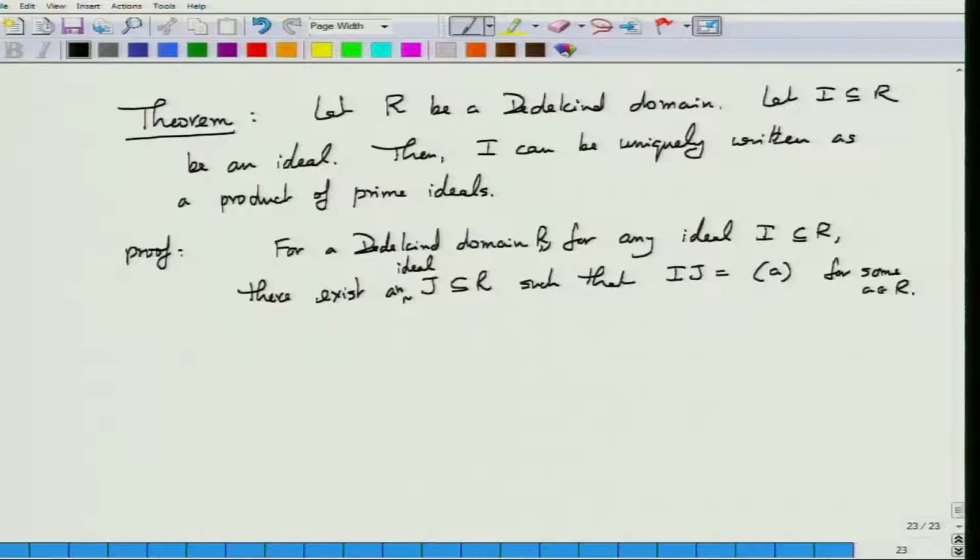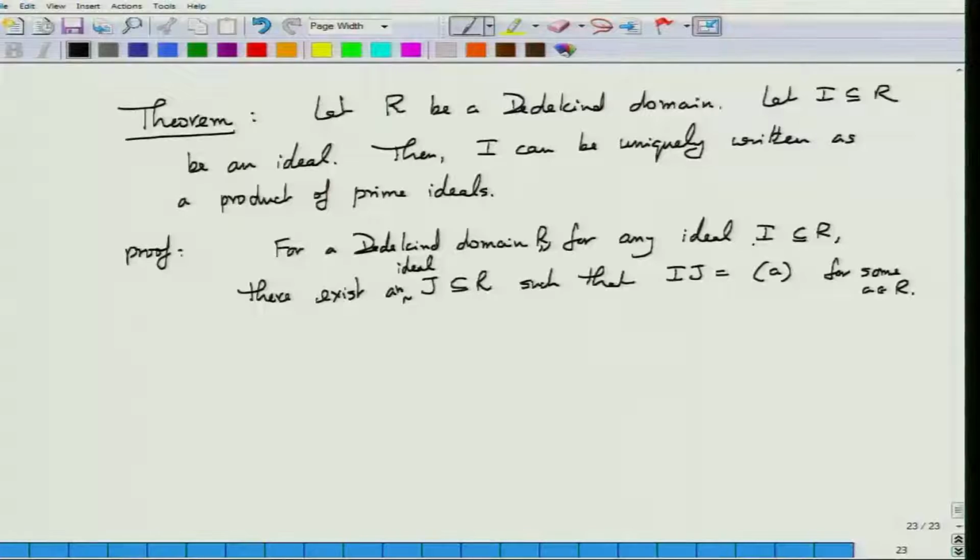This is the property I am going to make use of. I will not prove this property. It's a very interesting statement. It says that if you have any ideal I in a Dedekind domain, then there exists another ideal J in the ring such that I times J is a principal ideal. So let's assume this to be true and proceed with the proof.